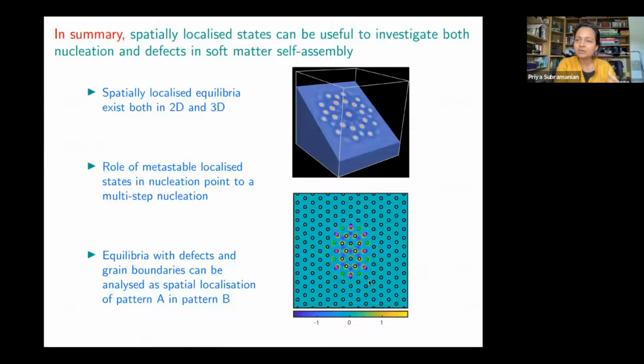In summary, spatially localized states can be a useful idea to investigate nucleation and defects in soft matter. Of course, about nucleation, there are problems about how to add noise back into the model. And the role of metastable localized states points to nucleation being mostly a multi-step process in soft matter. And we can think of equilibria with defects or grain boundaries as localization of pattern A in pattern B. That way we can account for the pinning of defects, the fact that some defects might not move after they've been formed. Thank you.